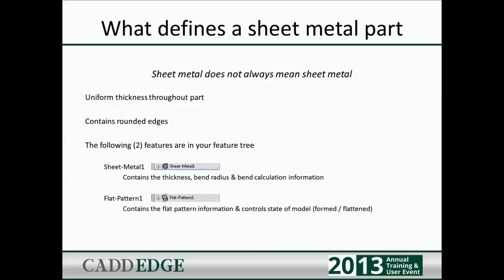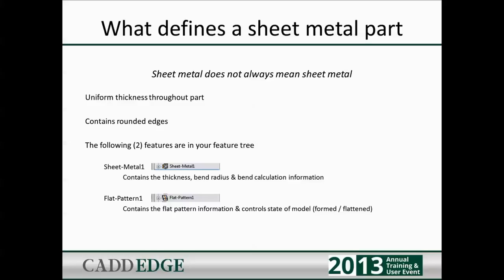Now, when I have a sheet metal part, there's two features in my tree that I will need. I cannot get rid of them, and I can't have one without the other. First one's the sheet metal feature, in this case. Of course, you can always rename these after the fact. The sheet metal feature contains the thickness, bend radius, bend calculation information, all that.